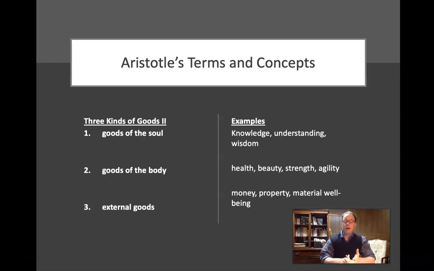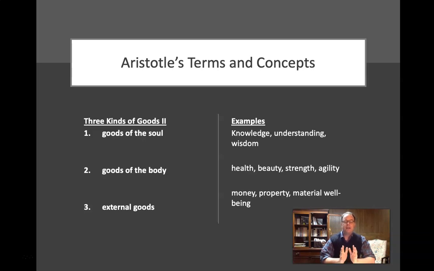Your material well-being, what Aristotle is going to call equipment. And the word equipment is really great because it gets at this issue of it's a tool. Equipment is a tool for a larger end or a larger purpose beyond itself, right? Goods of the body, things like health, beauty, strength, agility, and goods of the soul like knowledge, understanding, wisdom, moral virtue, and the like, right?